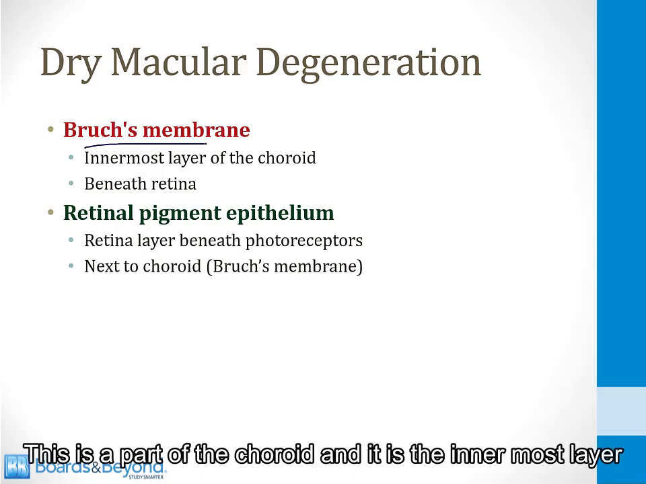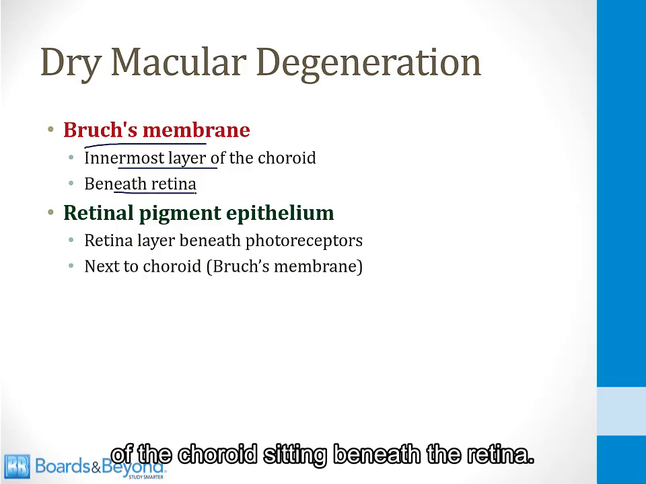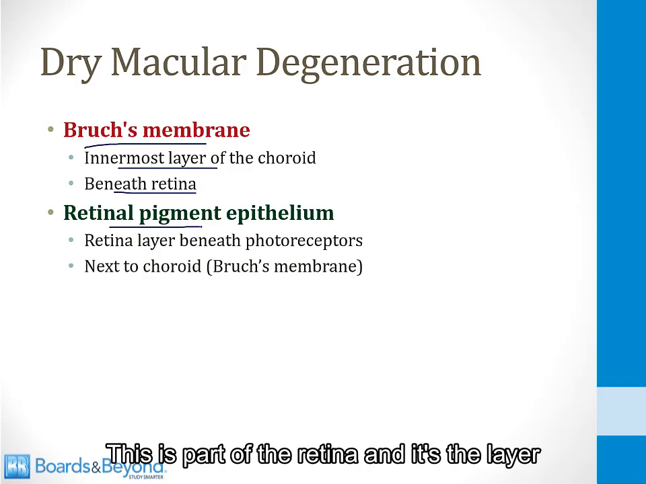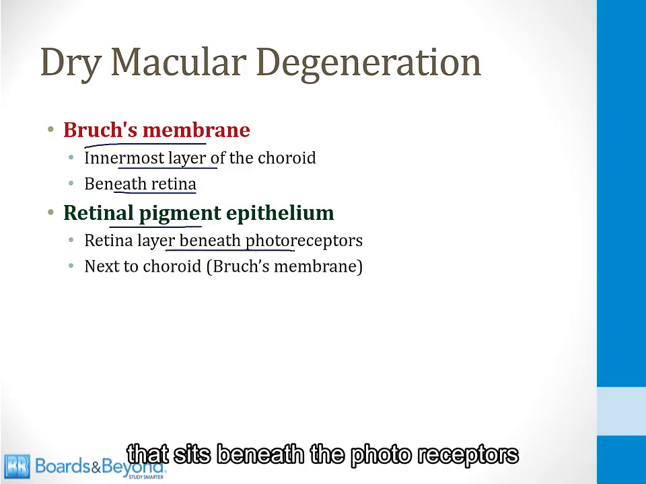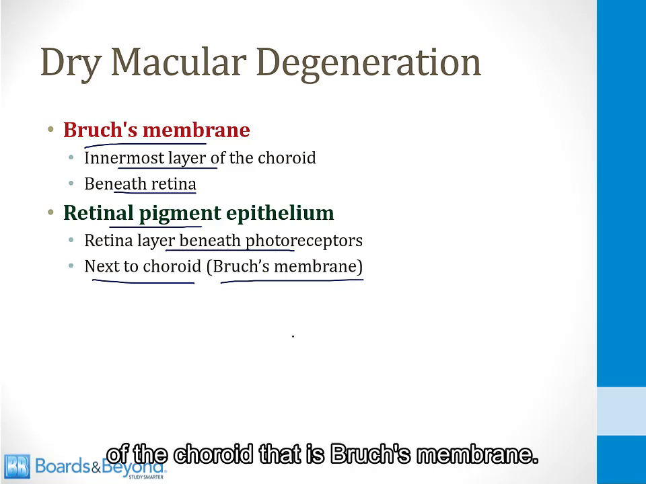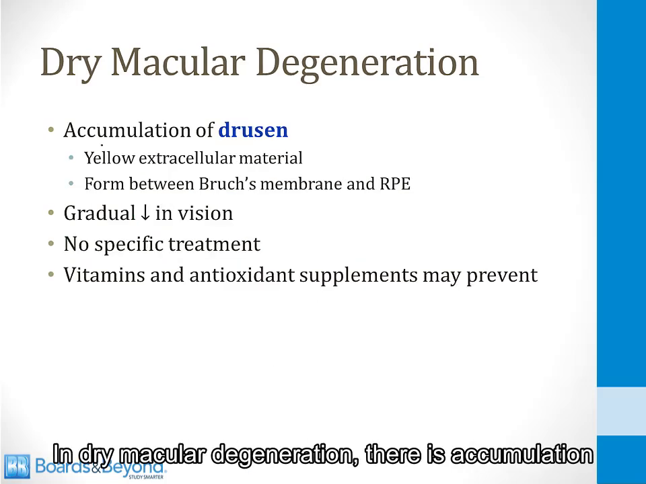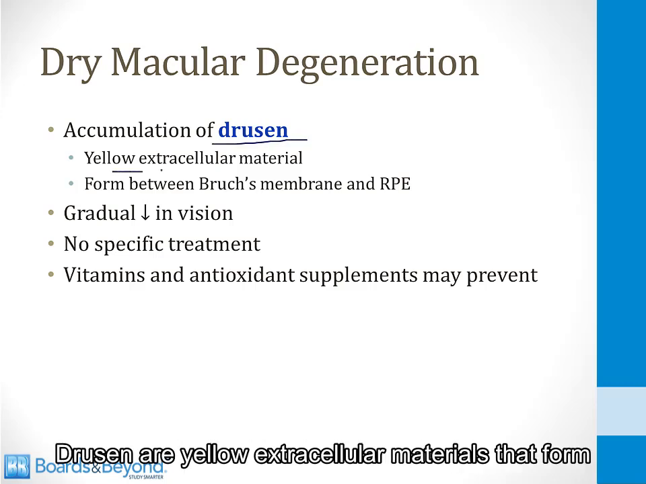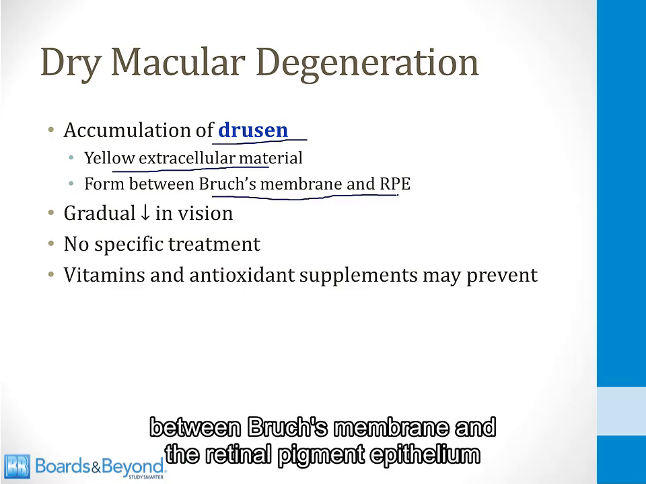This is a part of the choroid, and it is the innermost layer of the choroid sitting beneath the retina. The second important structure is the retinal pigment epithelium. This is part of the retina, and it's the layer that sits beneath the photoreceptors, right next to the choroid, and right next to the part of the choroid that is Bruch's membrane. In dry macular degeneration, there is accumulation of something known as drusen. Drusen are yellow extracellular materials that form between Bruch's membrane and the retinal pigment epithelium.